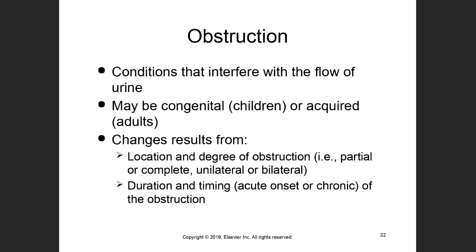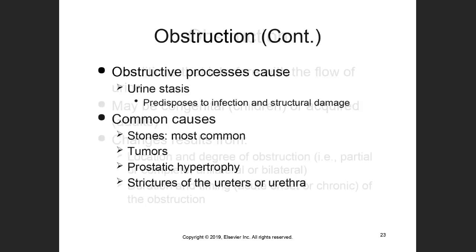Conditions that interfere with the flow of urine may be congenital or acquired. Changes result from location and degree of obstruction, and duration and timing. Obstructive processes cause urine stasis, predisposing to infection. Okay, the most common cause is stones. That's the most common one.